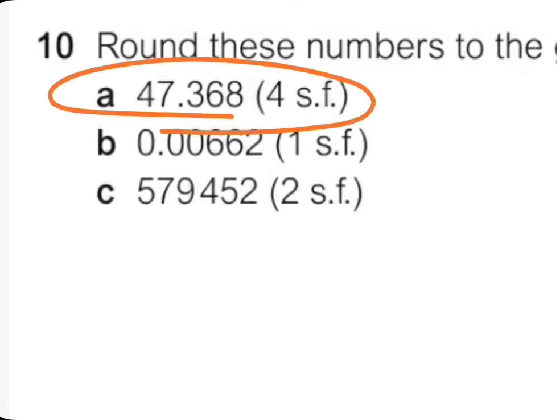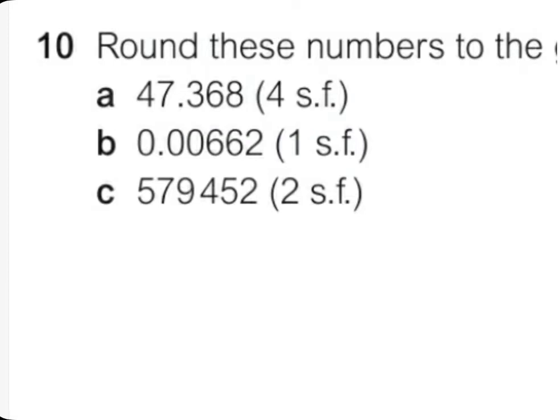In question A, he wants us to round 47.368 to 4 significant figures. It means we're going to count 4 numbers and take a look at the fifth number. If the fifth number is less than 5, we put a 0 instead of it. But if it's more than 5, we put a 0, but we add 1 to the fourth one. Let's do the steps together.